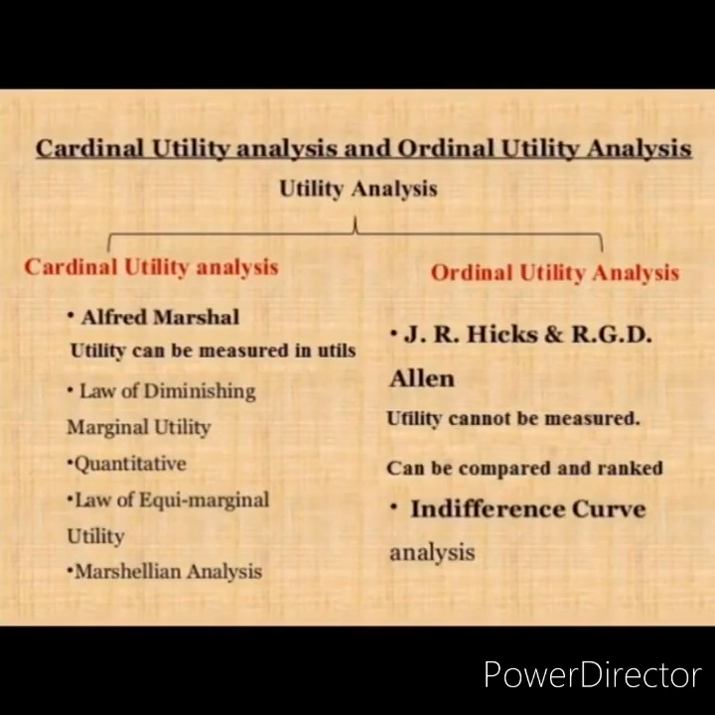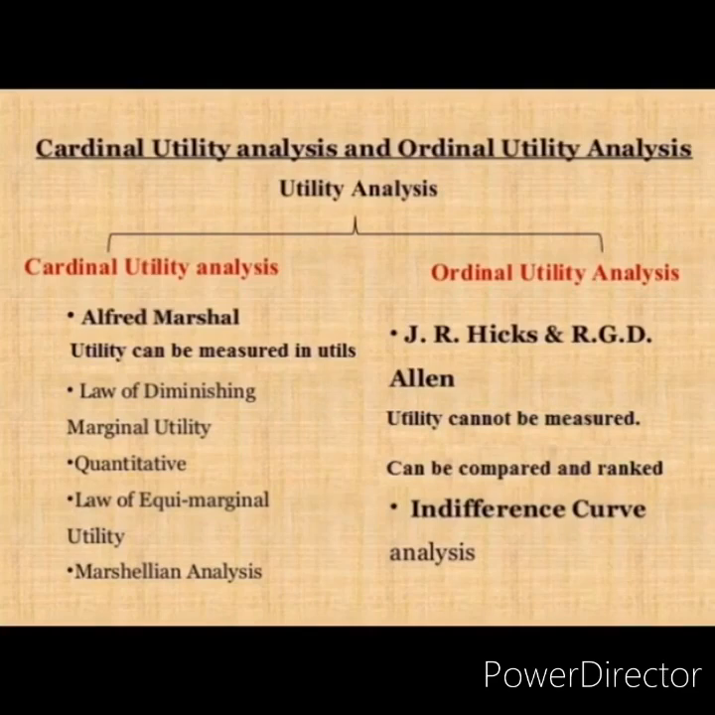The utility analyses are of two types. One is known as the cardinal utility analysis. Another one is the ordinal utility analysis. The cardinal utility analysis is given by Professor Alfred Marshall. And according to Alfred Marshall, the utility can be measured in cardinal numbers. That means we can measure the utility in quantitative terms like 1, 2, 3, 4, 5.